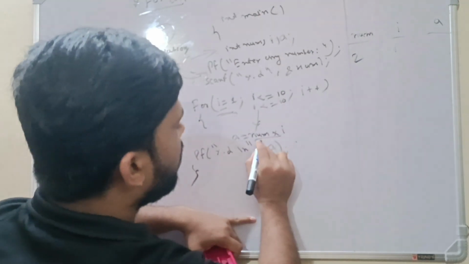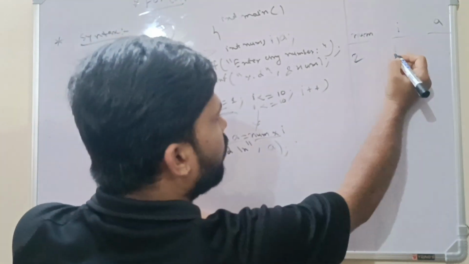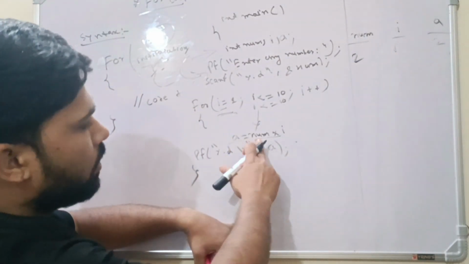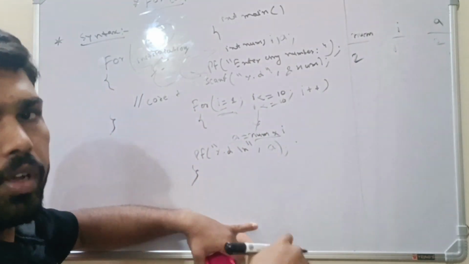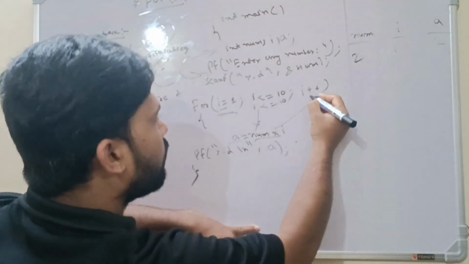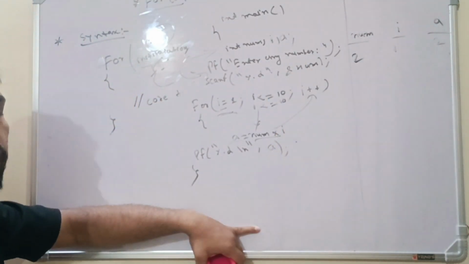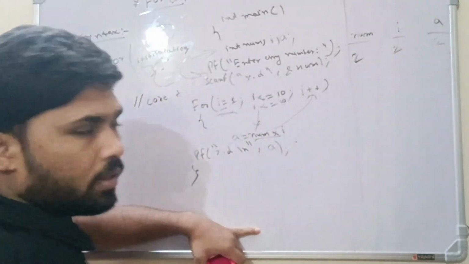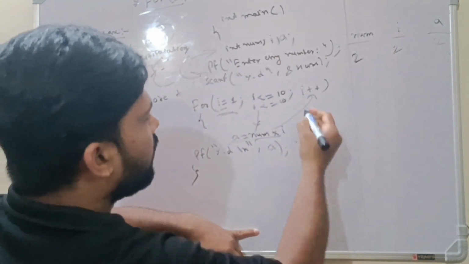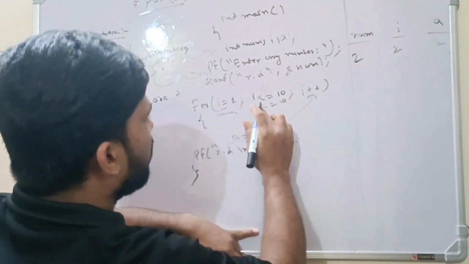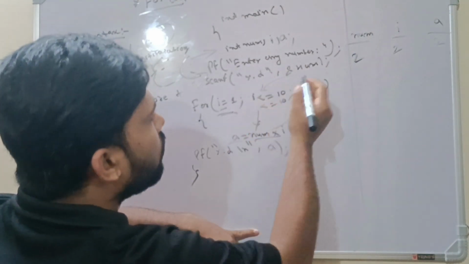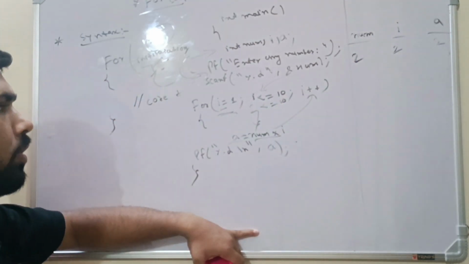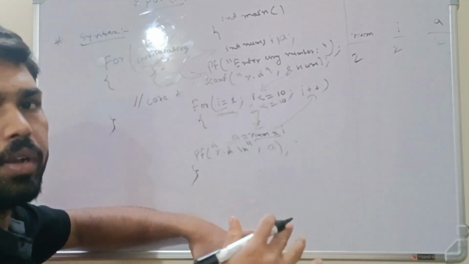So number is 2, 2 into 1, that is 2 only, right? That is the output. This is how it will work. Again the increment will happen, because of i++, so i becomes 2. Understanding? Again it will check the condition. Now i is 2; 2 is less than or equal to 10. Yes, true. Again the operation will happen.